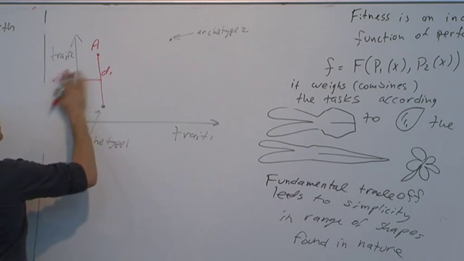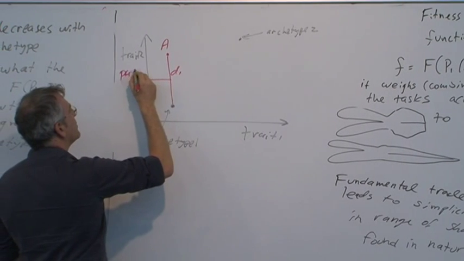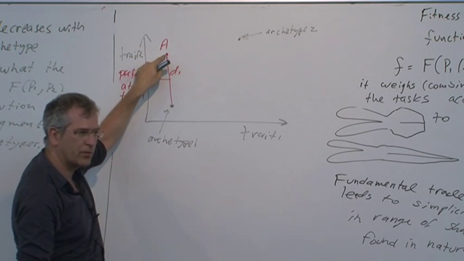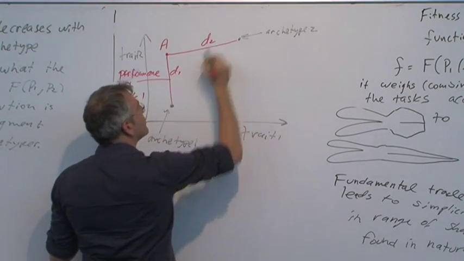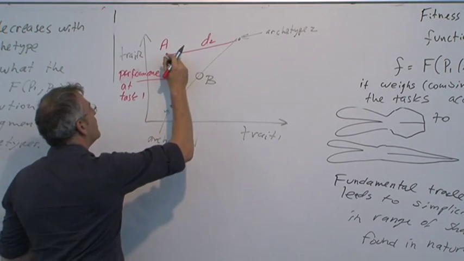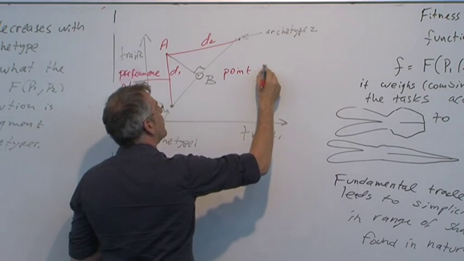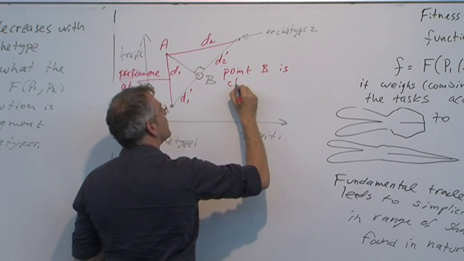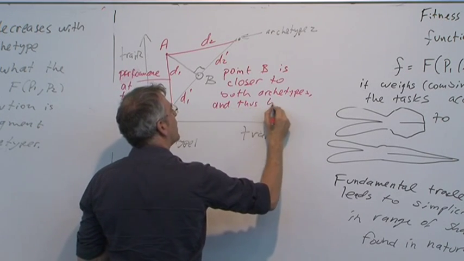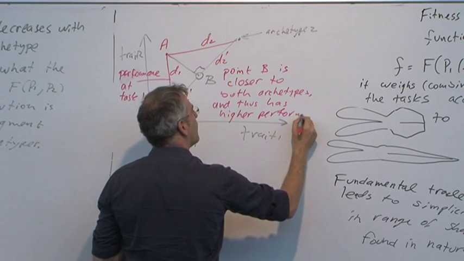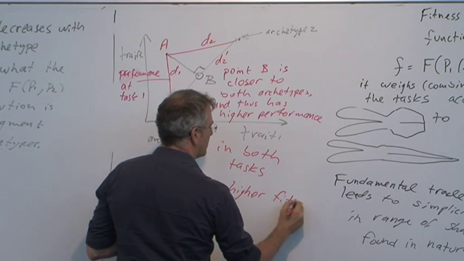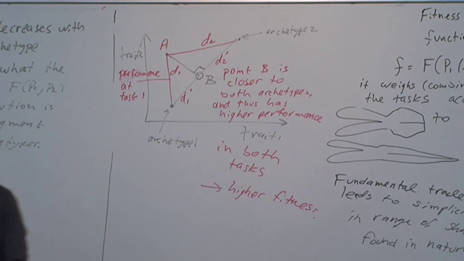This distance determines basically its performance at task 1. The farther away it is from this archetype, the worse it performs in task 1, because this archetype is the best. This distance determines its performance at task 2. If I draw the line between the archetypes and draw this point here, this point B, you see by geometry, it's closer to both archetypes. And therefore has higher performance in both tasks. And therefore it has higher fitness, because fitness is an increasing function of performance. So if you're better at both tasks, you obviously have higher fitness, no matter what your niche.